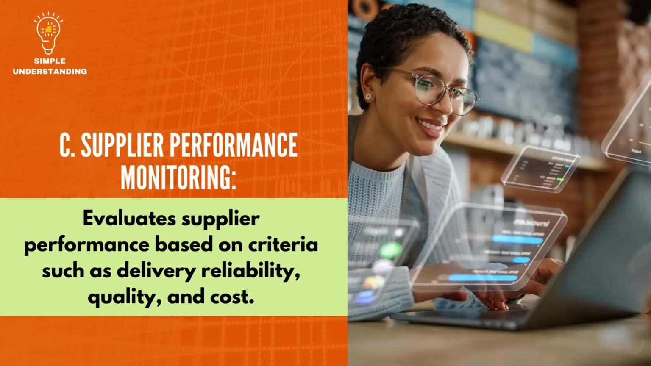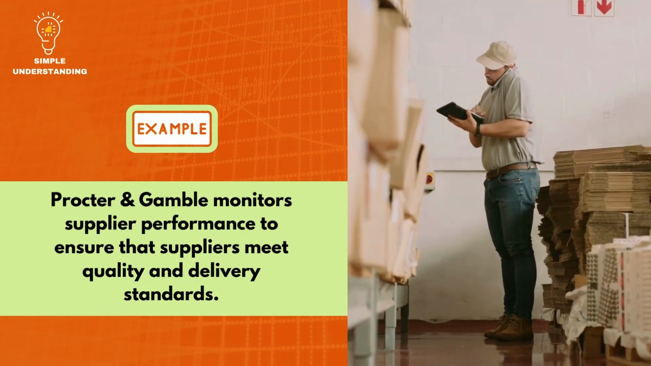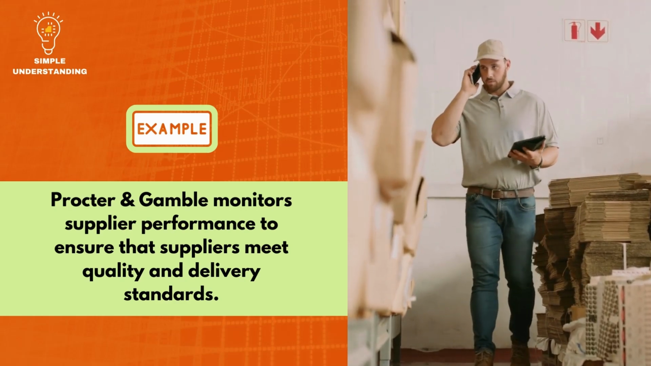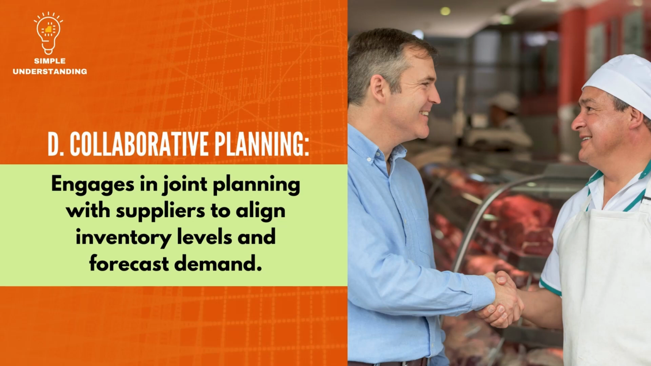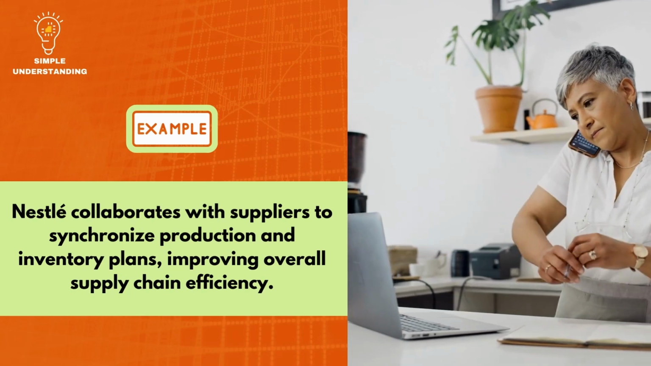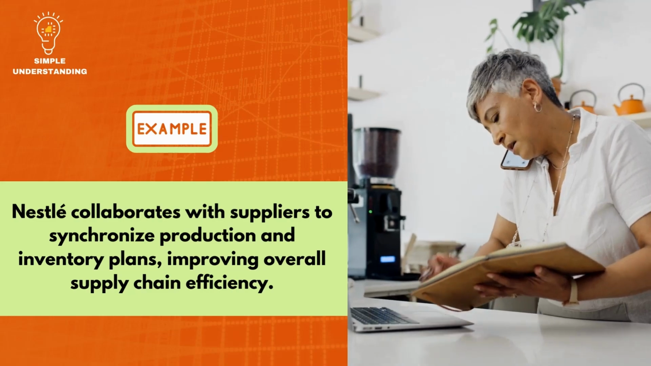C. Supplier performance monitoring evaluates supplier performance based on criteria such as delivery reliability, quality, and cost. Example: Procter & Gamble monitors supplier performance to ensure that suppliers meet quality and delivery standards. D. Collaborative planning engages in joint planning with suppliers to align inventory levels and forecast demand. Example: Nestle collaborates with suppliers to synchronize production and inventory plans, improving overall supply chain efficiency.